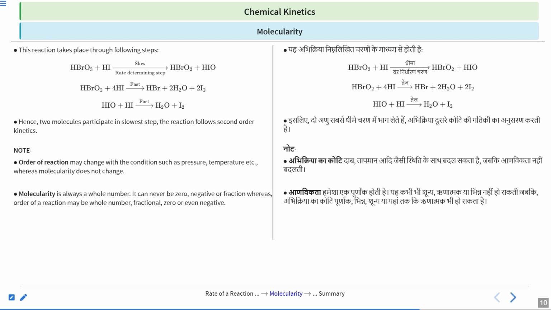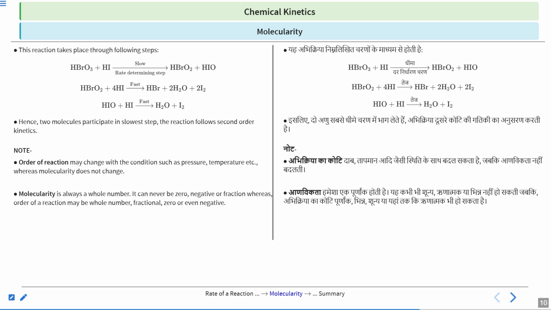The next important thing to notice is that molecularity is always a whole number. Why is it so? Because you can't take a fraction of a molecule, you will take a full molecule. So that can be 2 molecules, 3 molecules, it cannot be 2.5 or 3.5. It is not possible at all. It can never be zero, because you can't react no molecule and get a molecule. It can never be negative, because counting can never be negative.